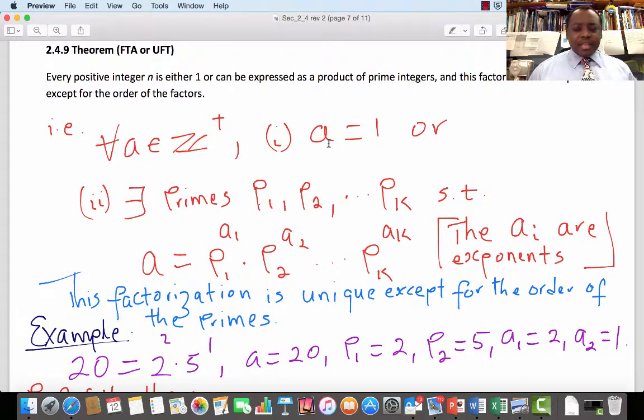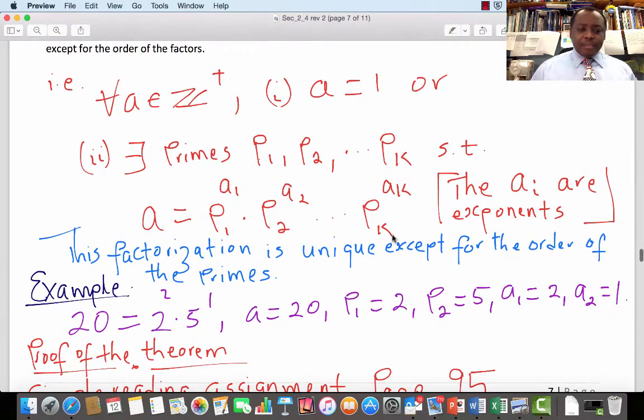In more mathematical notation, we say that for every a in Z plus, a equals 1, or there exist primes P1, P2 right up to Pk such that I can write a as a product of these primes raised to their respective exponents. And this factorization is unique except for the order of the primes.